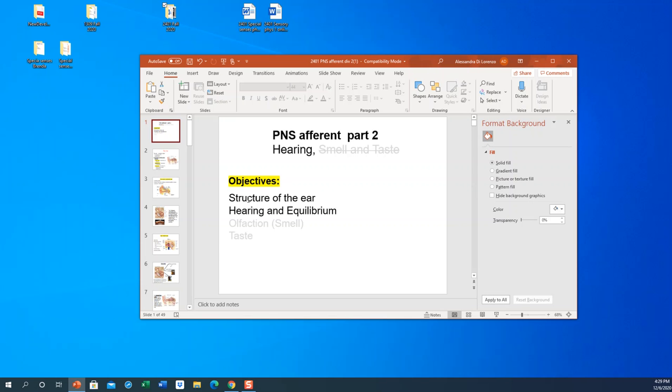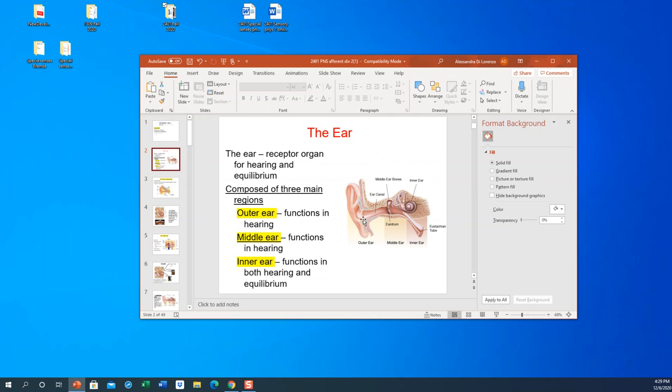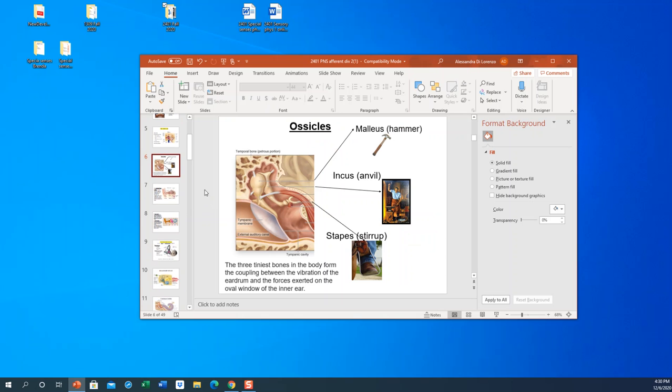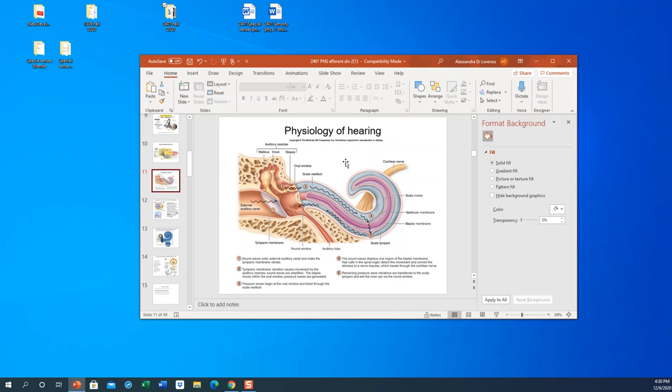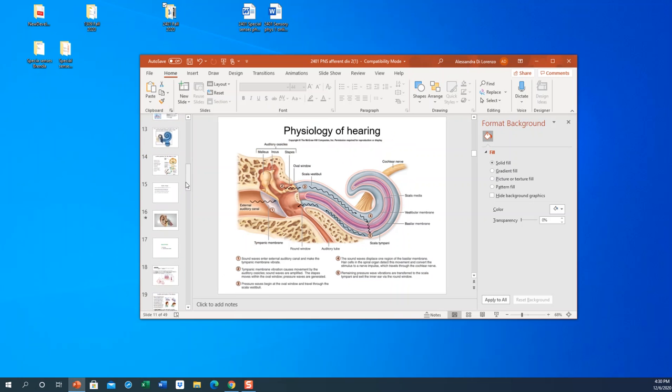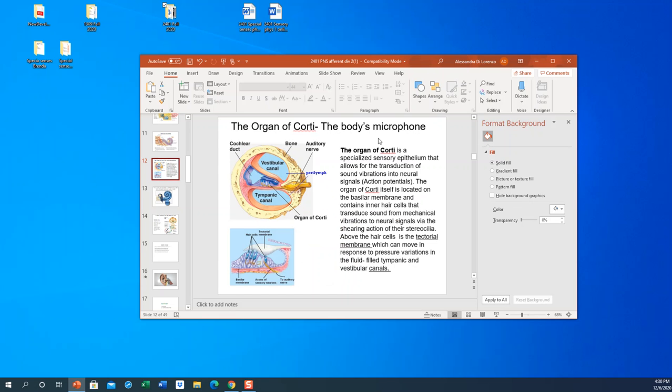Okay, so make sure you know the structure of the ear. This is not very difficult, especially when it comes to the middle ear, the three little bones. I'm pretty sure that some of you remember them from school, or they're very commonly known. And the mechanism, the physiology of hearing. The organ of Corti is extremely important, so know the organ of Corti and the hair cells with their stereocilia, which are the key cells responsible for hearing.